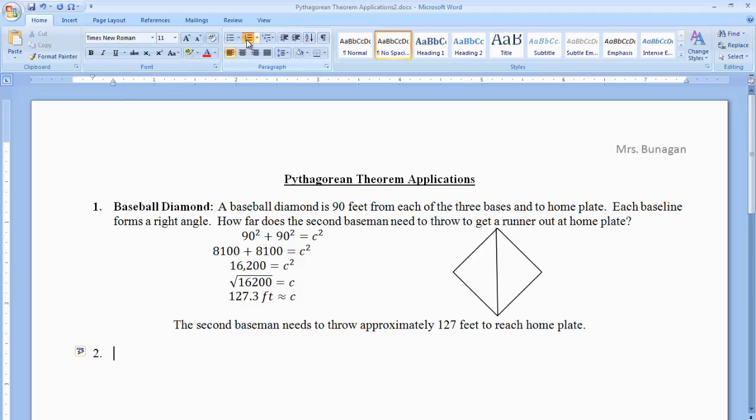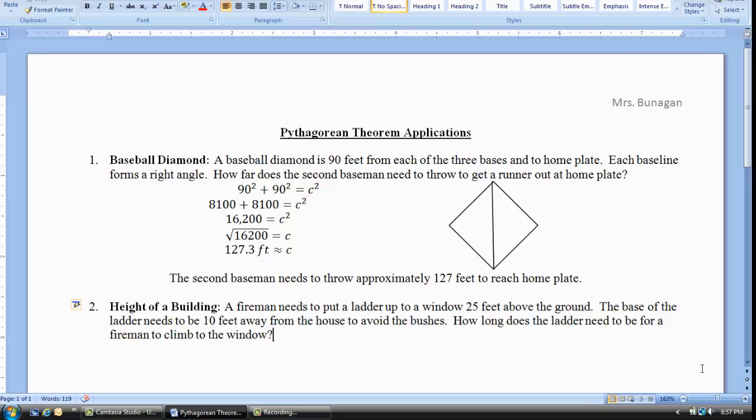Go back to your ordered list and start an ordered list for our second word problem. A fireman needs to put a ladder up to a window 25 feet above the ground. The base of the ladder needs to be 10 feet away from the house to avoid the bushes. How long does the ladder need to be for a fireman to climb to the window?